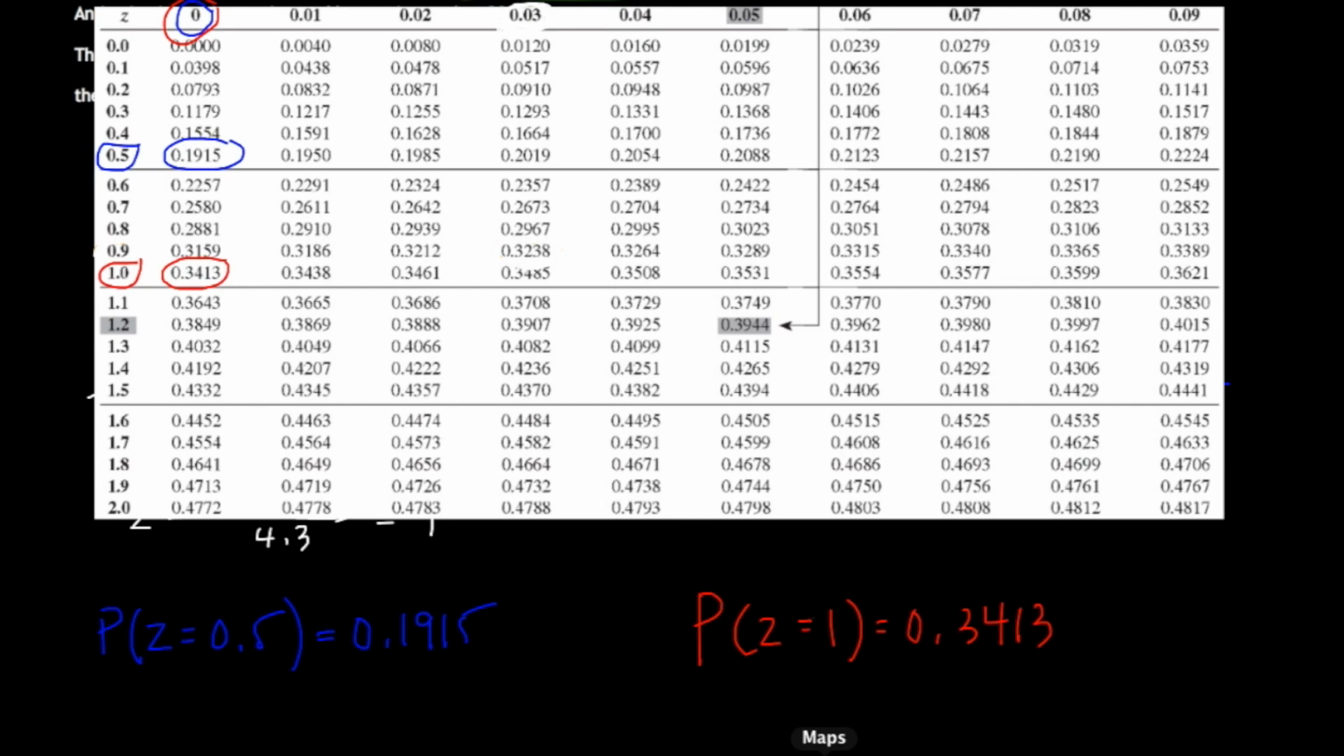And now we can go back to our, so it's equal to 0.3413. Now we can go back to our bell-shaped distribution and plot our visual cues. Okay, so let's just go ahead and get rid of our table.